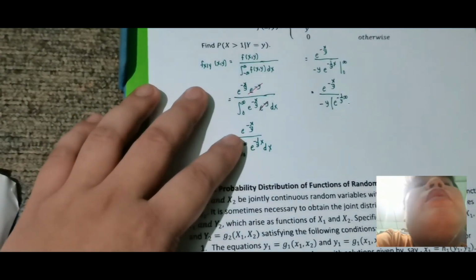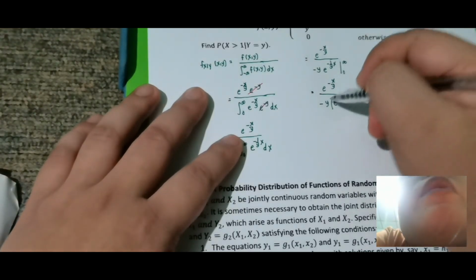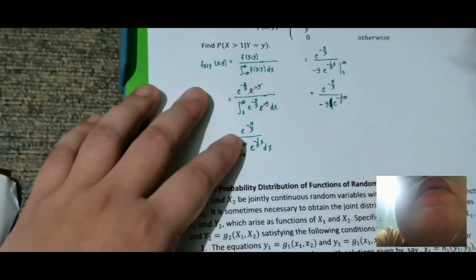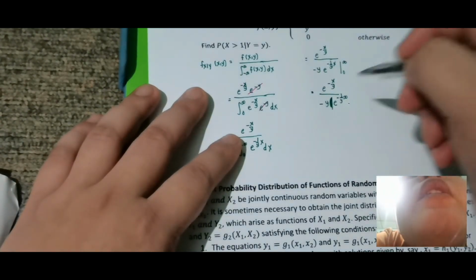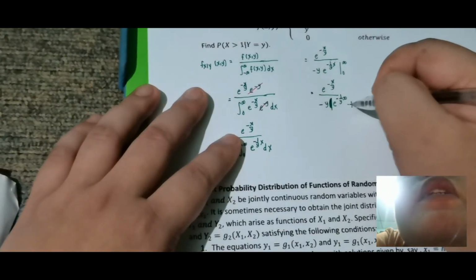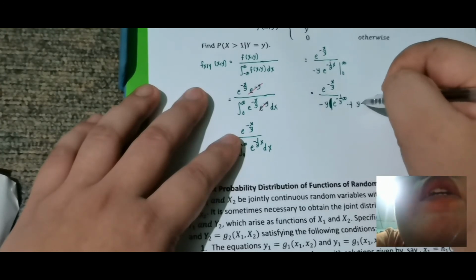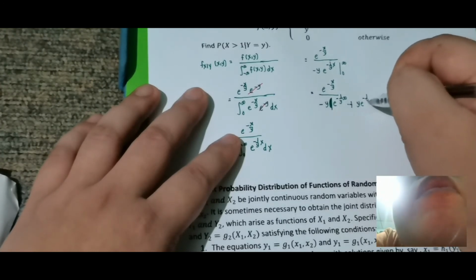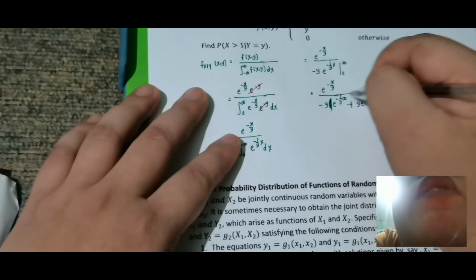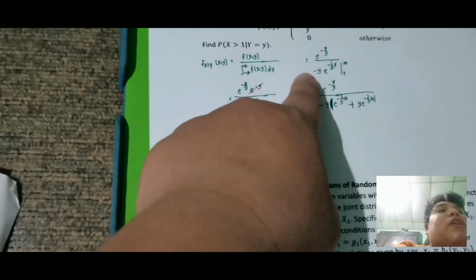Okay, so I guess sama ko na lang tong y na to. Then, negative of negative, this is plus. Tapos, y, e raised to negative 1 over y times 0. Okay, so yun. Sinama ko na yung y na yan.